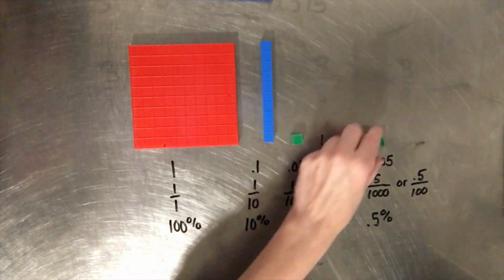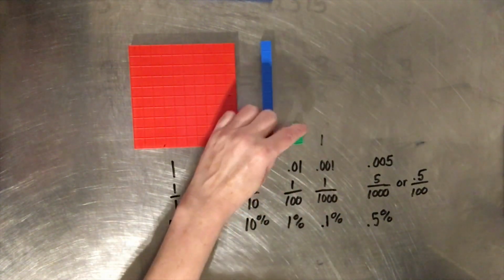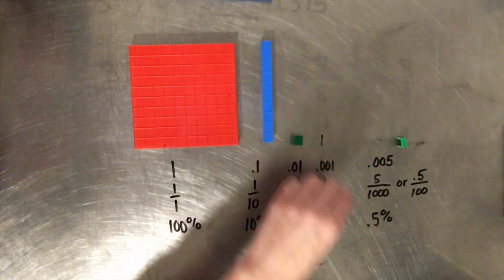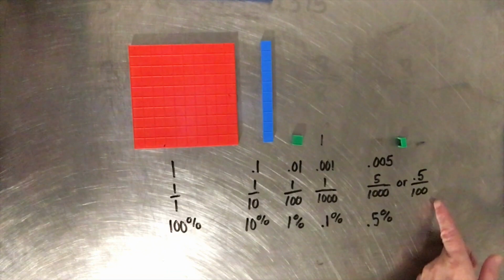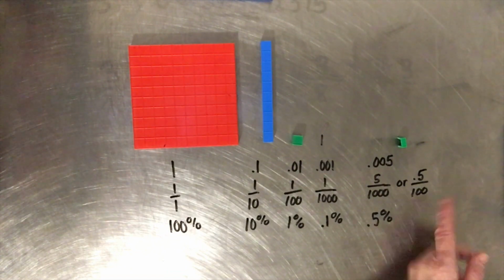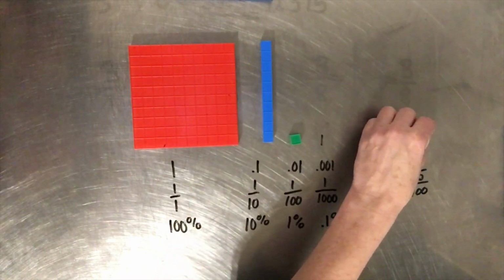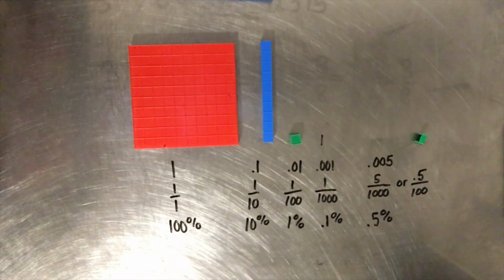It's half a percent. It's half of this 1%. Can you see that? That's half of that. Okay. We could write that as 5/1000ths. We could also write it as 0.5 hundredths, because it is half of a 100th. Okay, so that's just some of the setup for the blocks.